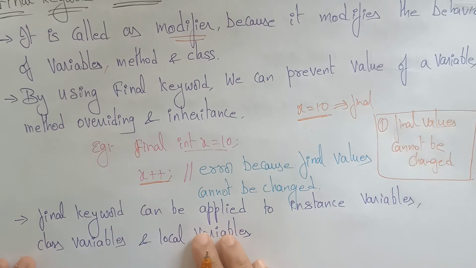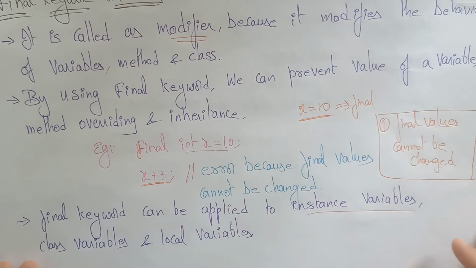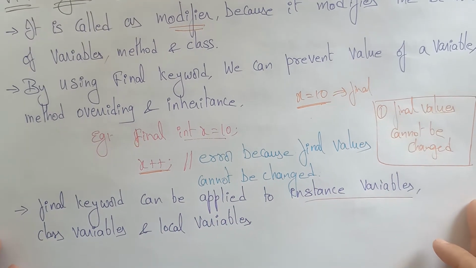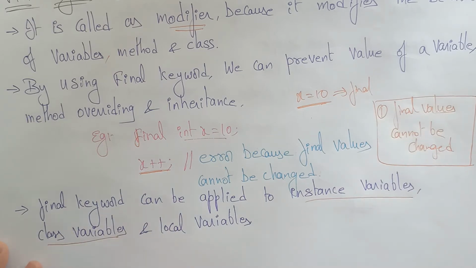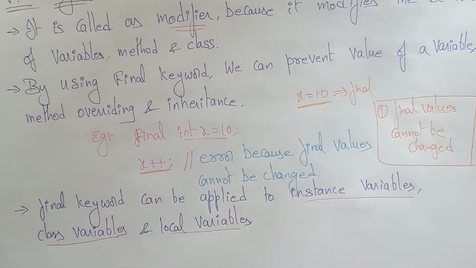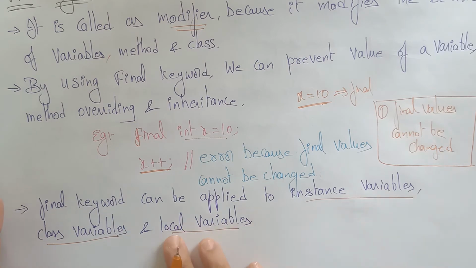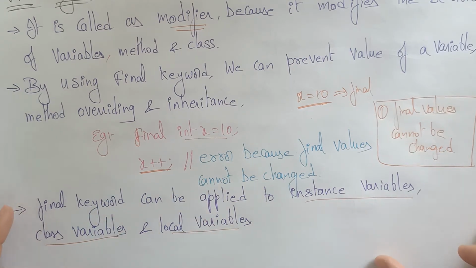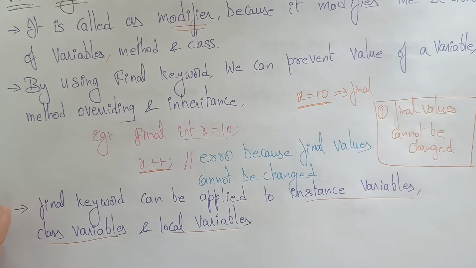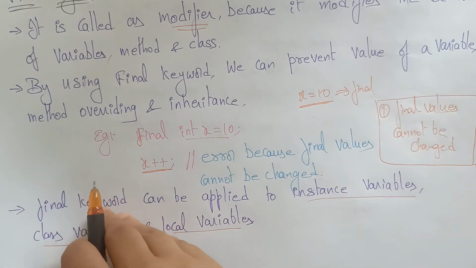The final keyword can be applied to instance variables, class variables and local variables. You already know the variables are of three types: instance variable, class variable and local variable. For all these variables, you can apply the final keyword. Whenever you apply the final keyword to those variables, those values cannot be changed.